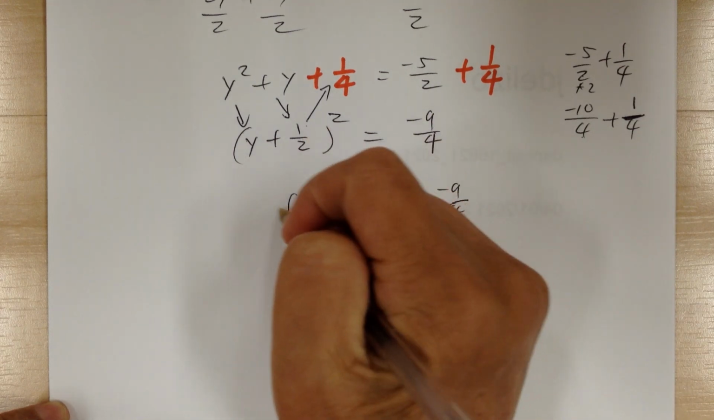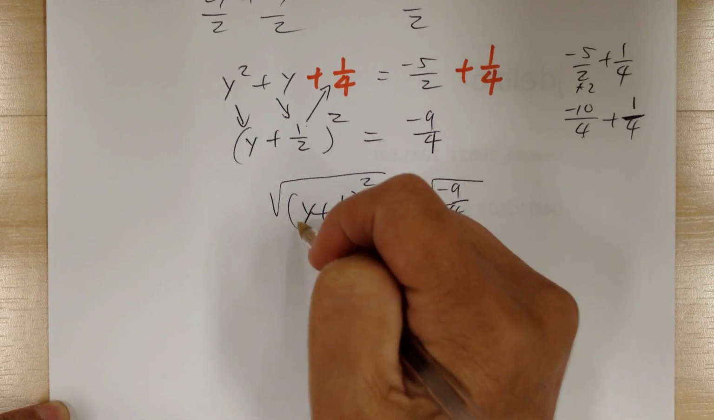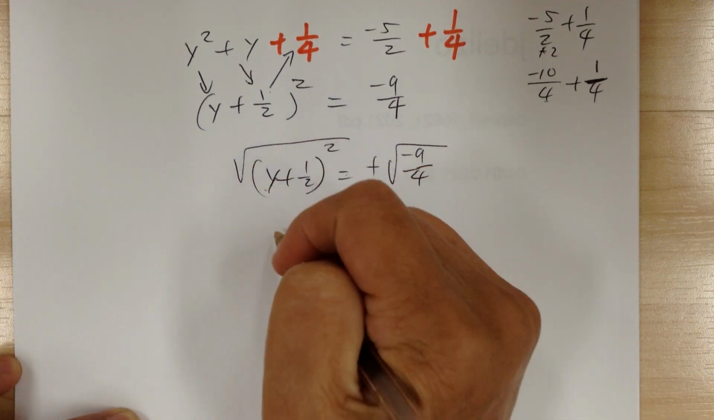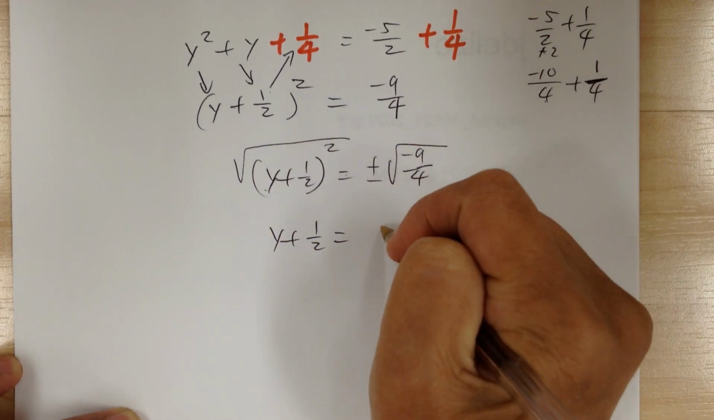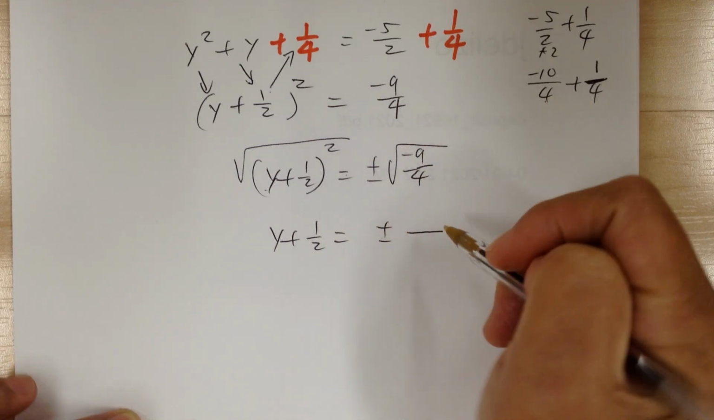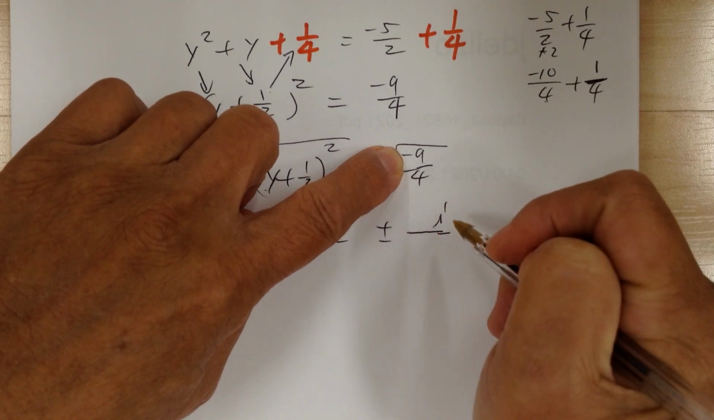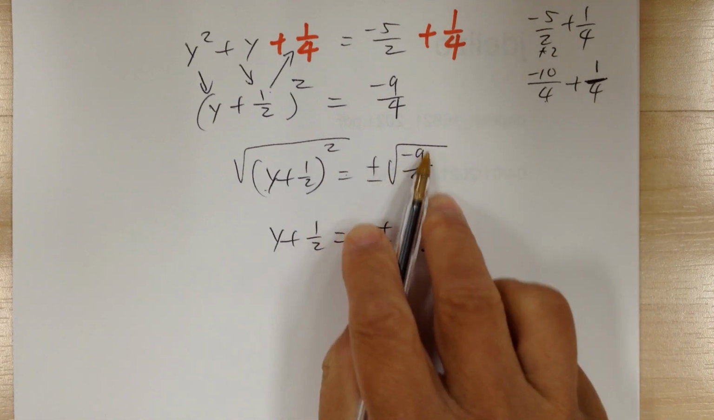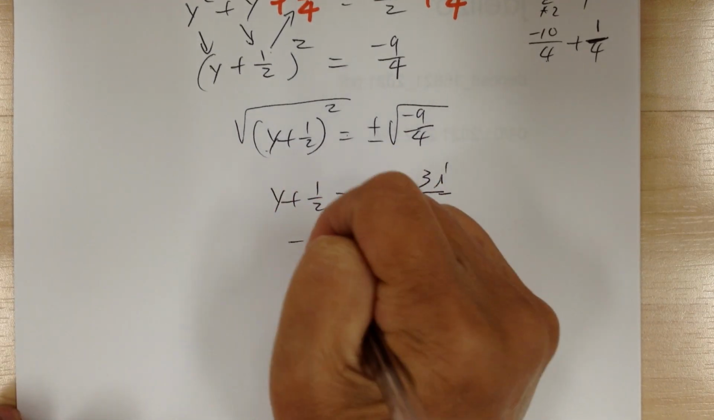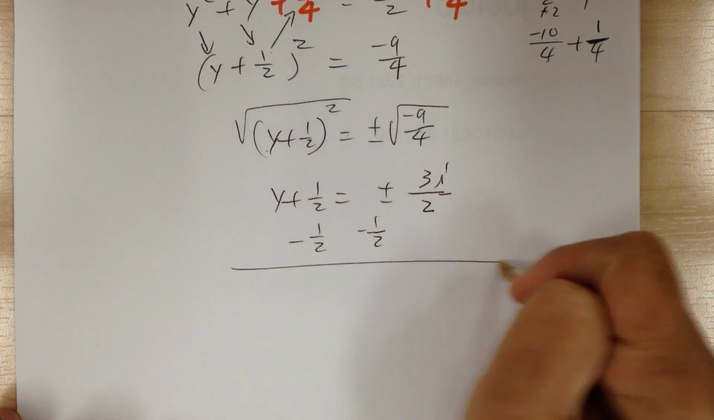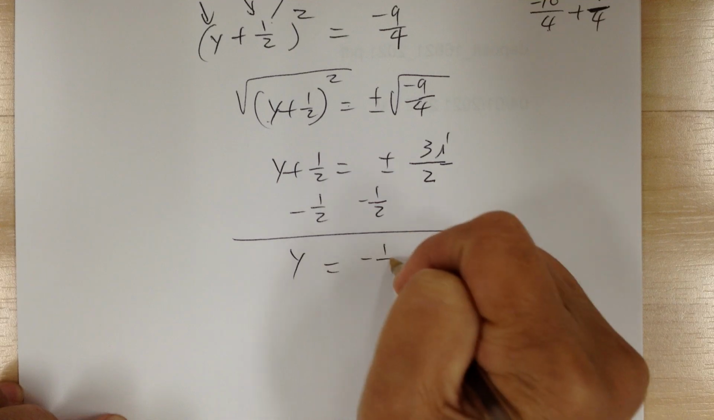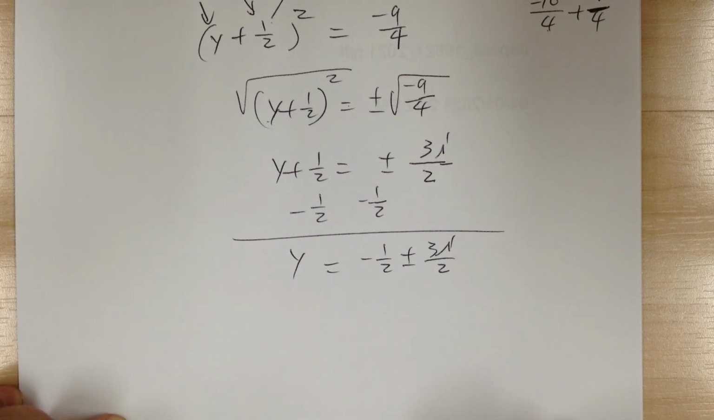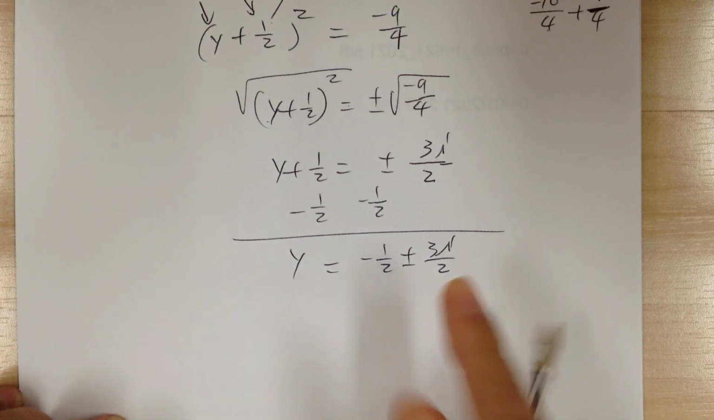Undo the square, you have to take the square root. When you take the square root of the variable, you need to have plus or minus. Now let's simplify each part. Square and square root cancel out, so you got y plus 1/2. Now you have to take the square root of each part. Square root of negative is i, square root of 9 is 3, square root of 4 is 2. Then after that, you minus 1/2 on each side. So you got y equal to negative 1/2 plus or minus 3i over 2. And that's it for your answer.